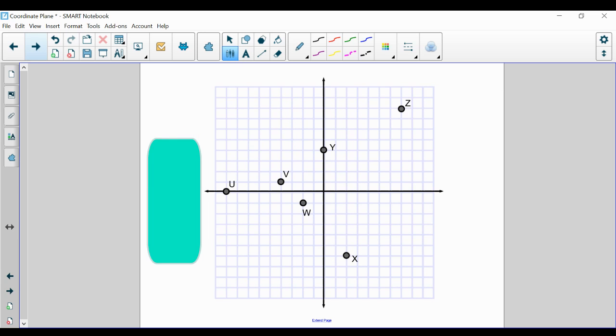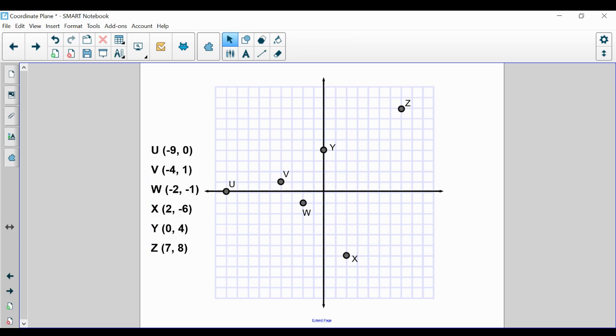All right, the last bit here is I've given you 6 points, U, V, W, X, Y, and Z. I want you to pause the video here, and I want you to see if you can find the coordinates. And in just a minute, I will erase the teal box, and you can see if you got them right. All right, you're back. Let's see. There are the coordinates. Hopefully this makes sense.